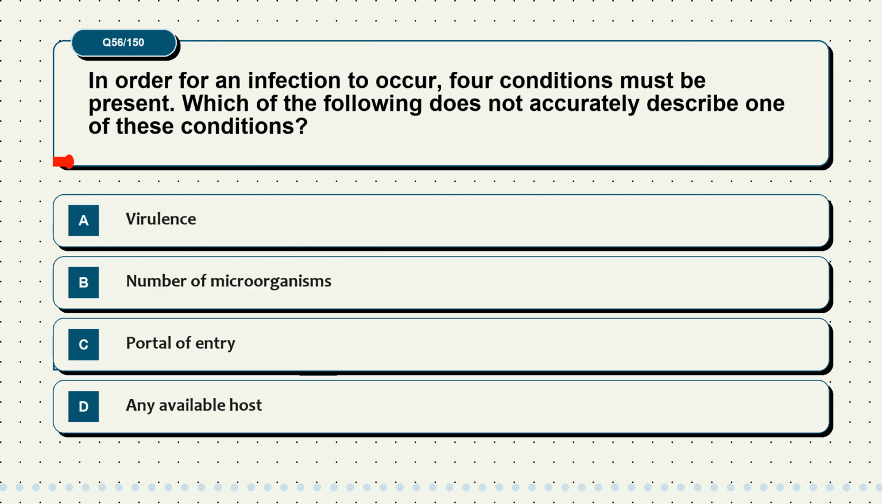Question 56. In order for an infection to occur, 4 conditions must be present. Which of the following does not accurately describe one of these conditions? Here are the options. Option A, virulence. Option B, number of microorganisms. Option C, portal of entry. Option D, any available host.